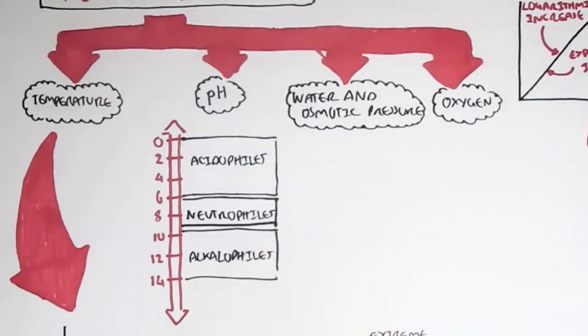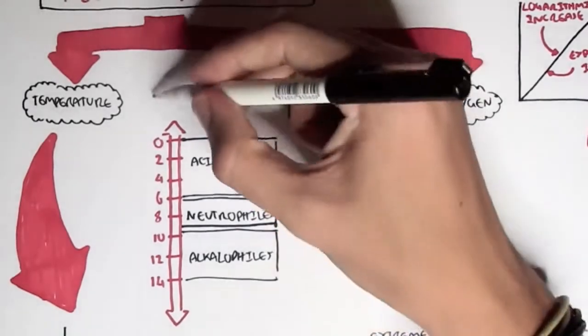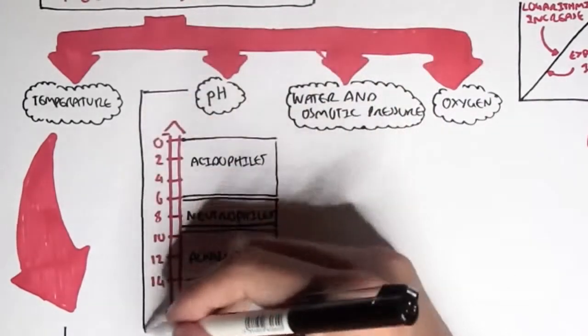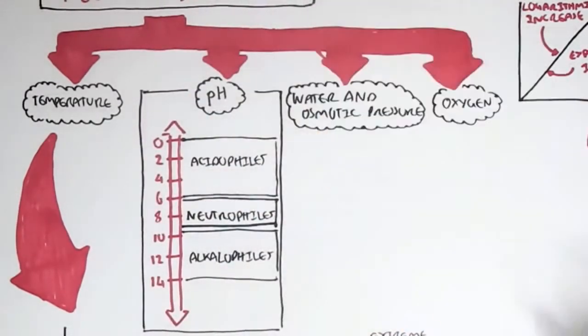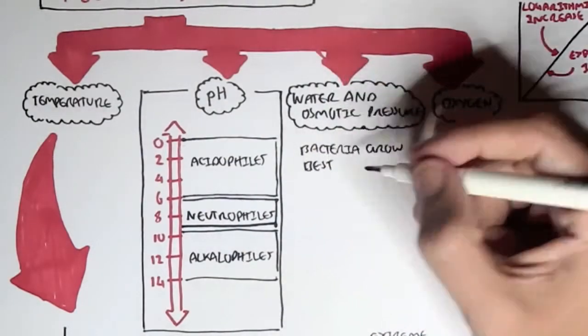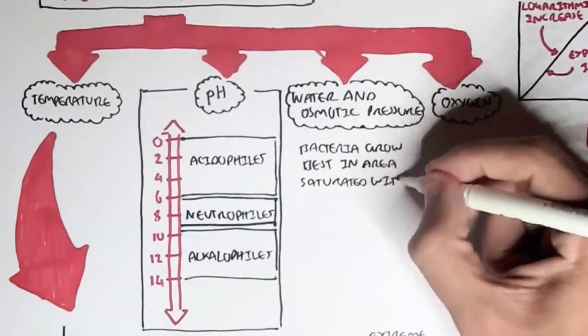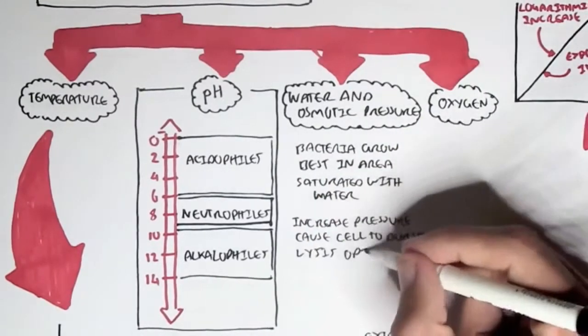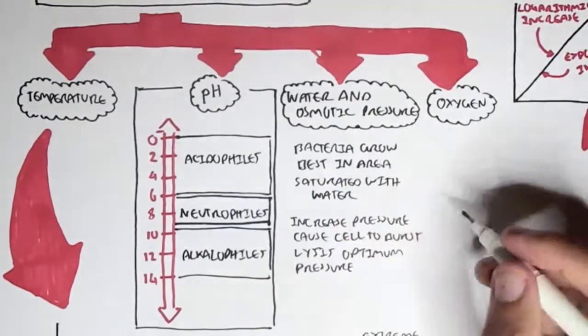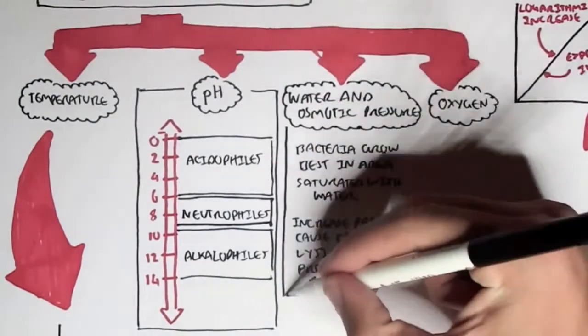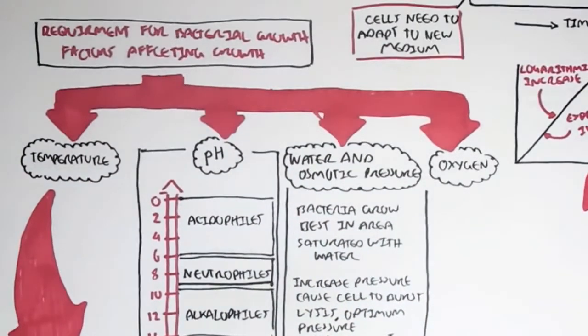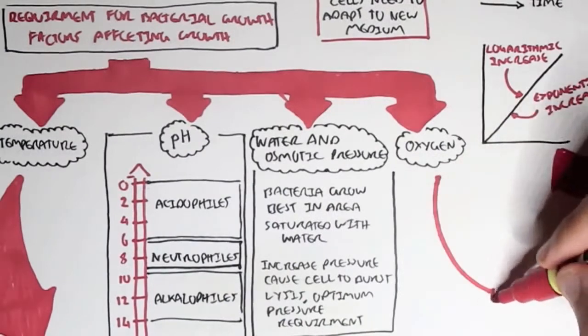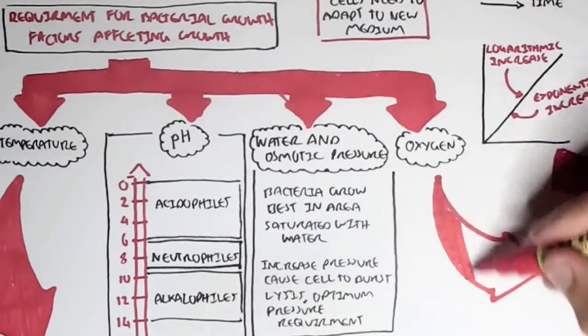Another factor which affects the growth of a bacteria is the water and osmotic pressure. Bacteria grow best in areas saturated with water. The increase in pressure in a bacteria or a cell causes the cell to burst as well. And so an optimum pressure is required.